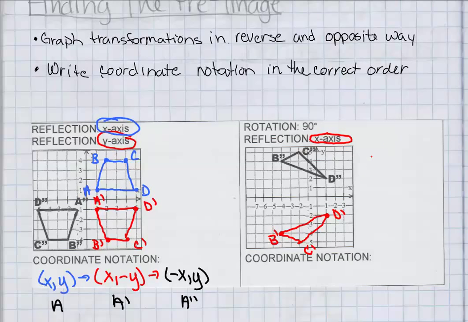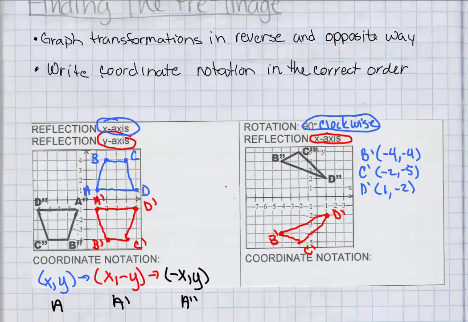All right, then we're going to have to rotate it 90 degrees, but originally went 90 degrees counterclockwise, so we're going to have to go 90 degrees clockwise, because that is the opposite way. So our B prime, C prime, and D prime. B prime is at -4, -4. C prime is at -2, -5. And D prime is at 1, -2.